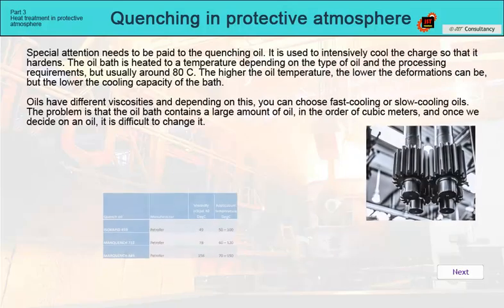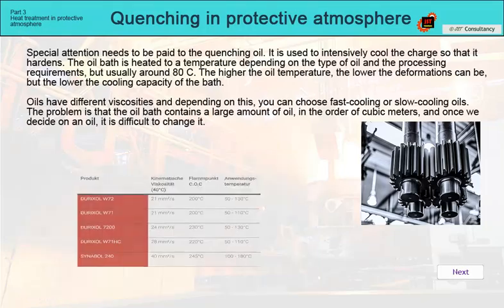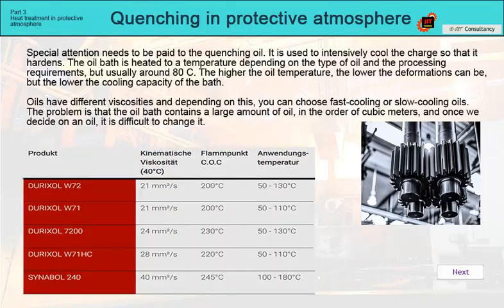Special attention needs to be paid to the quenching oil. It is used to intensively cool the batch so that it hardens. The oil bath is heated to a temperature depending on the type of oil and the processing requirements, but it is usually around 80 degrees Celsius. The higher the oil temperature, the lower the deformations can be, but the lower the cooling capacity of the bath. The highest temperature of the oil bath is tied to the furnace design, usually up to 150 to 160 Celsius maximum. However, it is necessary to choose oils with a higher working temperature.